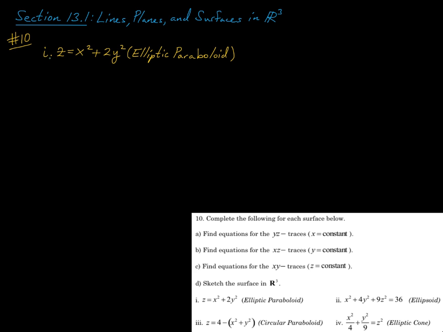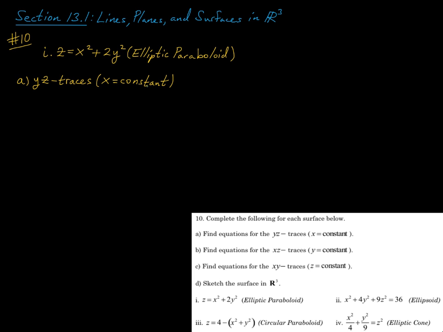So for this first surface, the equation is z is equal to x squared plus 2y squared. This is what's known as an elliptic paraboloid, for reasons that I'll explain a little bit later on. And for part A, it says to find equations for what are known as the yz traces of the surface.